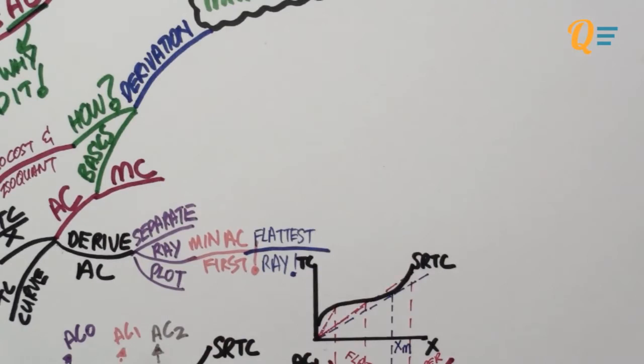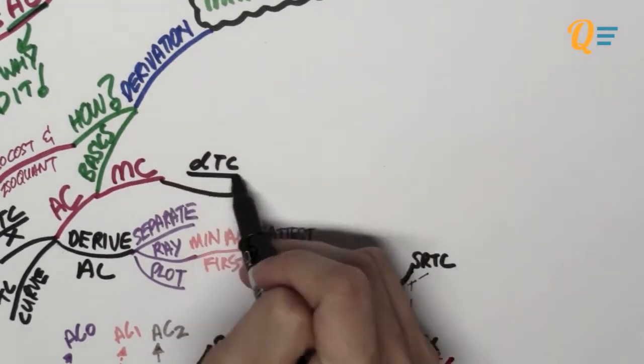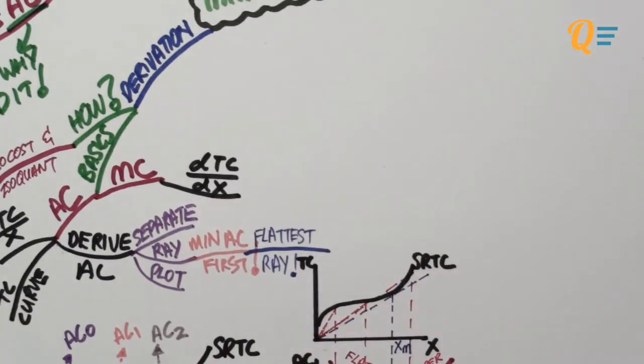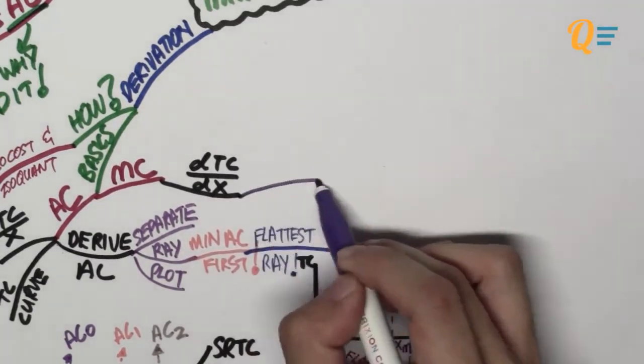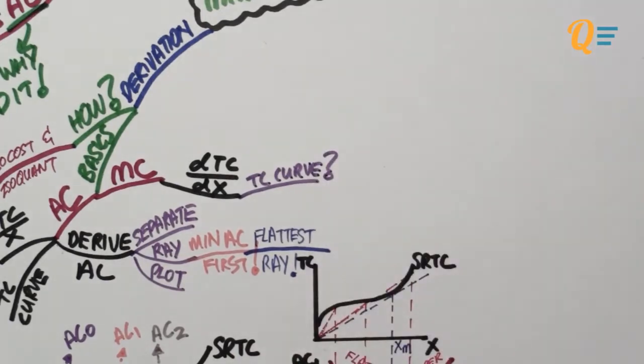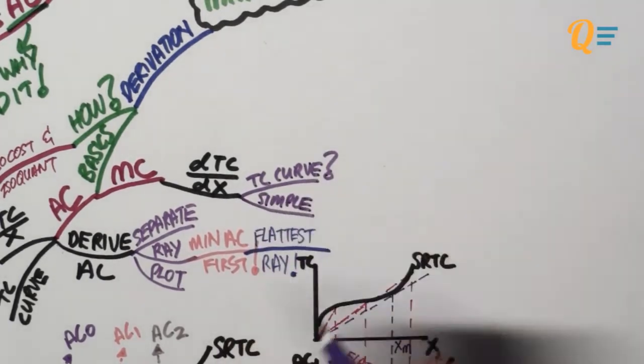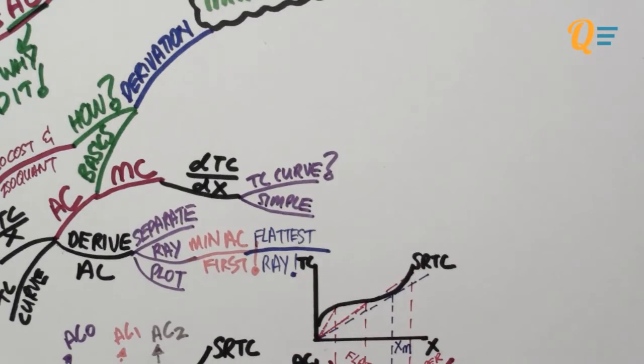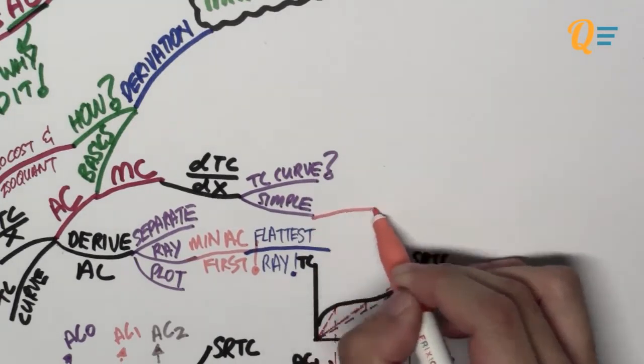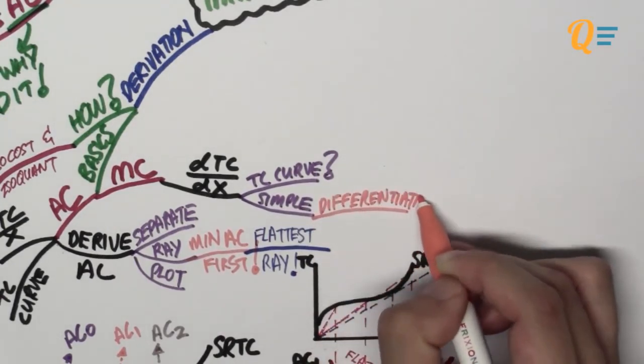So now we're going to move on to the marginal cost curve, and you know that the marginal cost curve is actually your change in total cost divided by the change in X. So how do you use a total cost curve to derive the MC? Well, it's actually very simple. What you need to do is to differentiate the curve equation. Alright, so you're going to differentiate the curve equation.